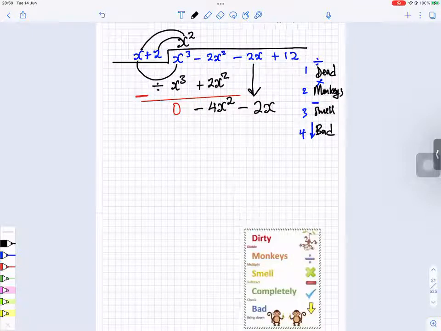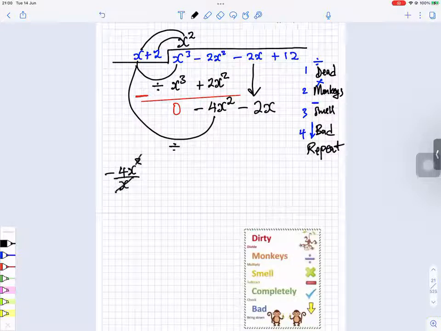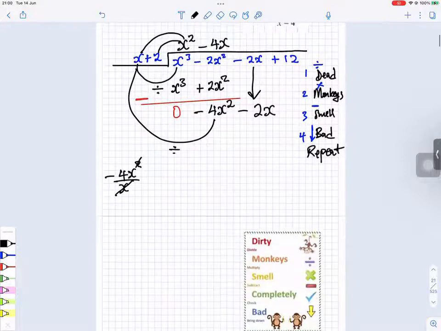So now we repeat the process. So there should be a word at the end that says repeat. You go back and start with number 1. 4x squared divided by x. One of them will cancel. So you end up with minus 4x. So you've done the divide.